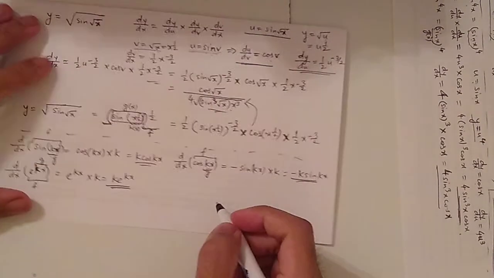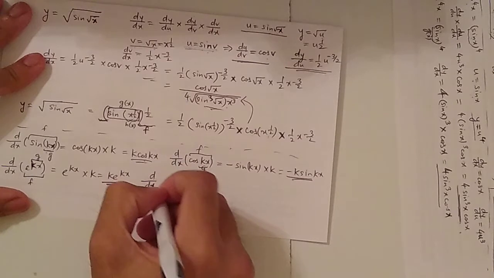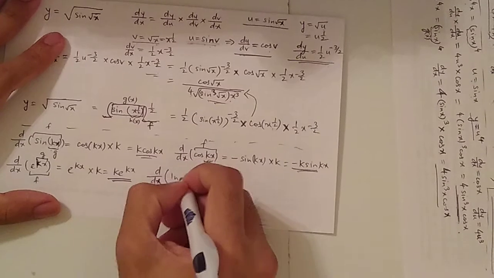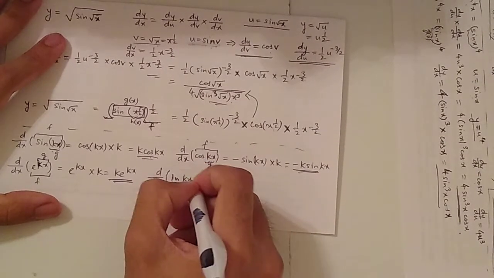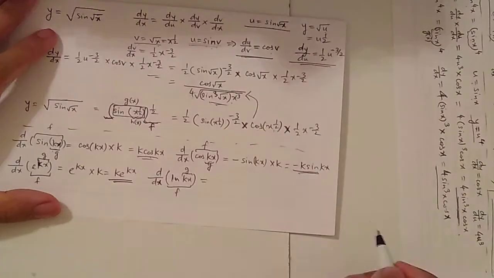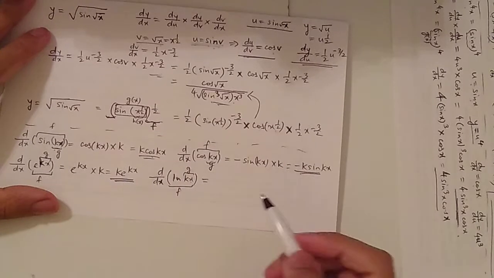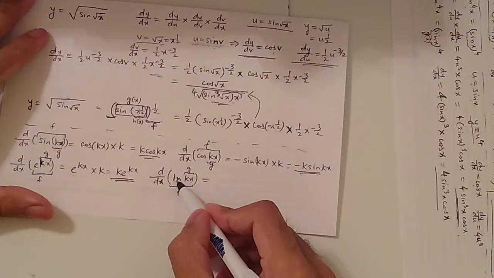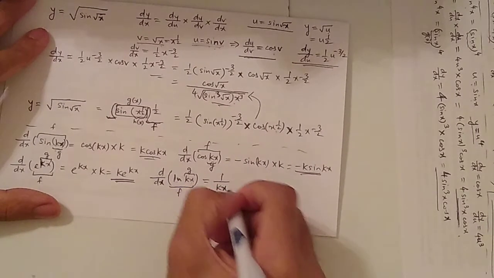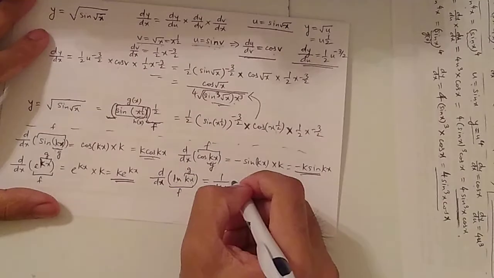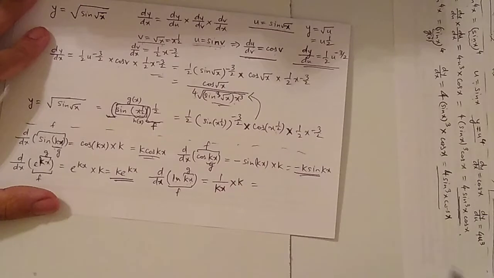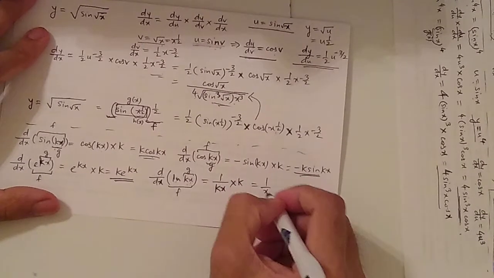And finally, we have d by dx of ln of kx. The outer function is ln, the inner function is kx. So leave the inner function as it is, differentiate the outer function. The outer function ln has derivative 1 by x. So in this case, it is going to be 1 by kx. And then the inner function has derivative k, and when you simplify this, the k and the k cancel out, leaving you with simply 1 by x.